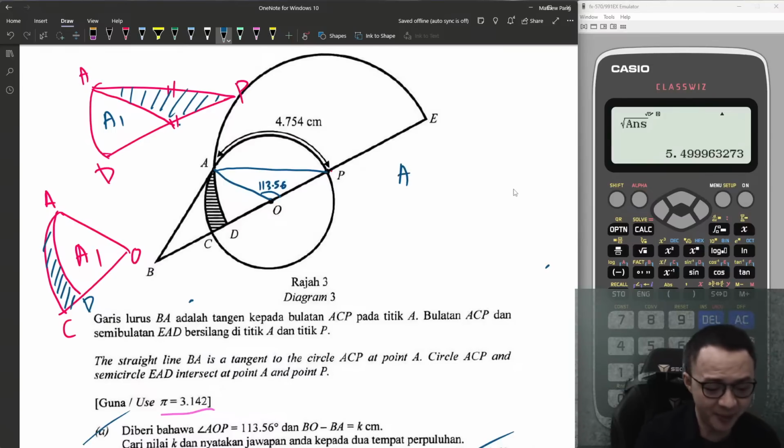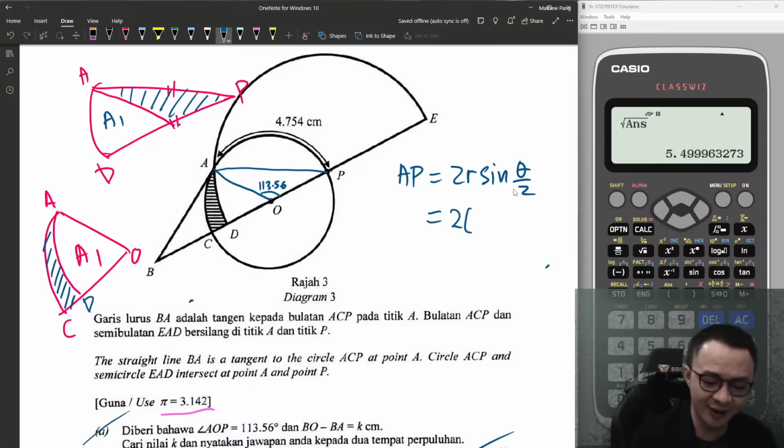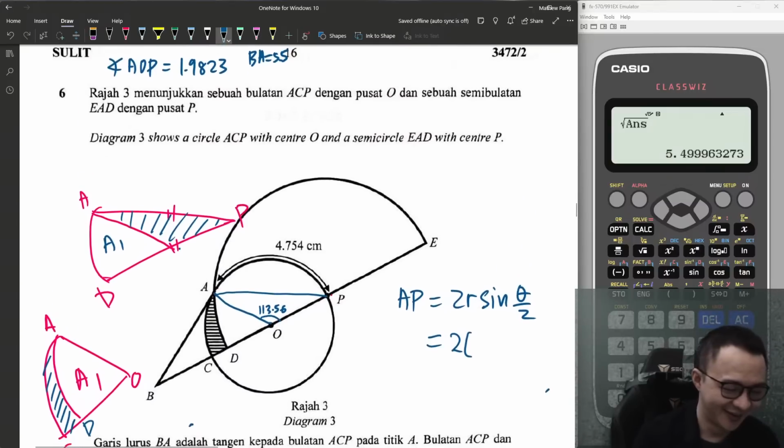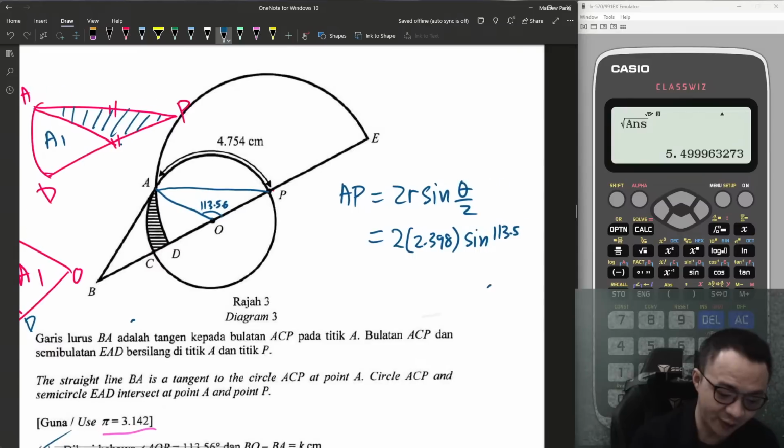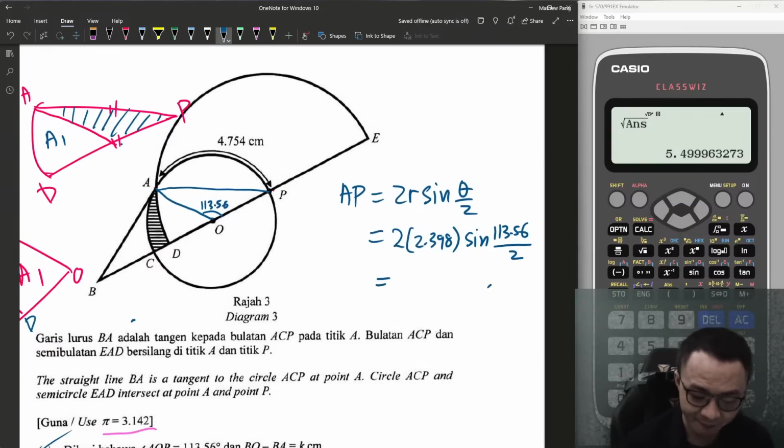Okay, I can find AP, which is a chord of the sector, right? So it's 2r sine theta over 2. Okay, this is a chord formula. What is my radius again? My radius is 2.398. So 2.398 sine 113.56 over 2. Okay, this is how I can get AP.